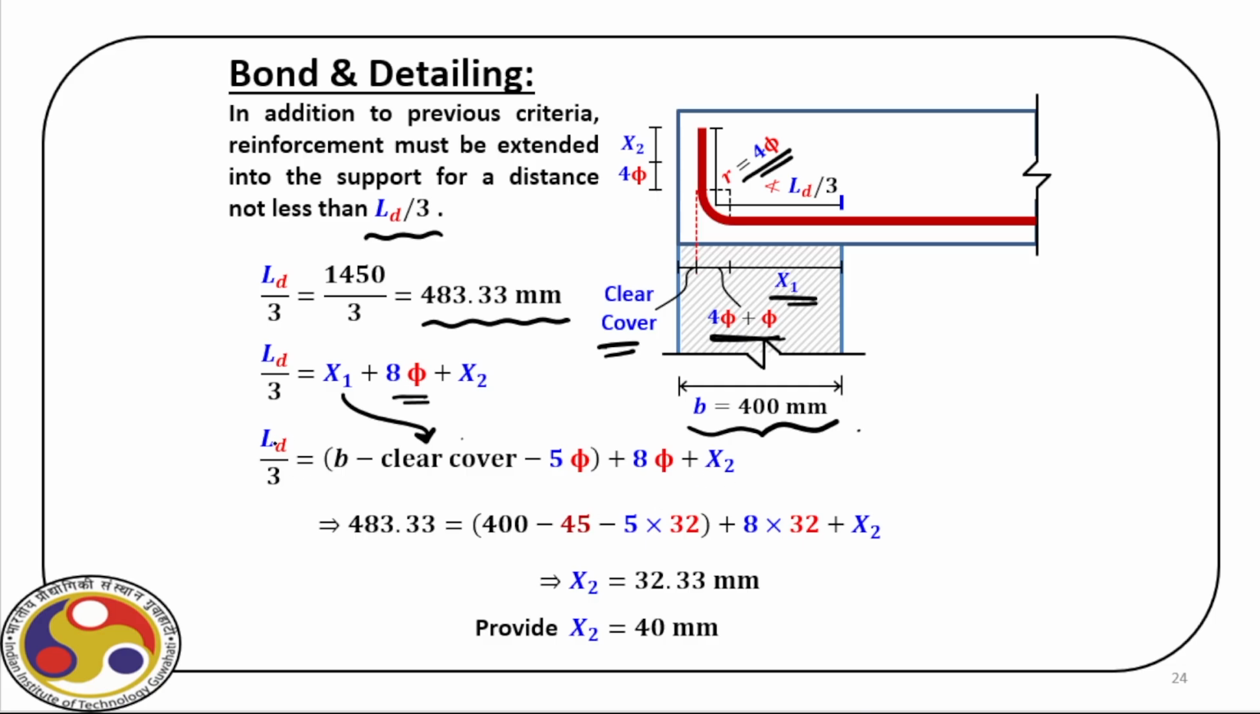Now if we put the values of LD by 3, which is 483.33, and here B we know that is 400, clear cover is 45, and then diameter of the bar is 32, so 5 times 32. What we can calculate is x2, so that is the value of x2 we have to provide here. So this longitudinal reinforcement for this simply support, we bring it up to the center point, and then beyond that we provide up to this X point here, and then we can stop this reinforcement as per our codal provisions.